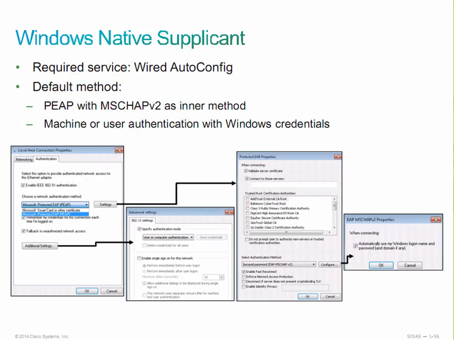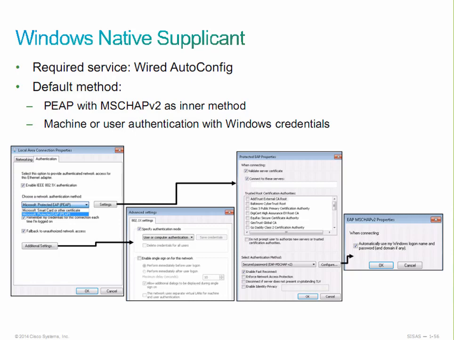Yeah, that's part of the Windows native supplicant. Not sure what you'd have to do on a Mac or a Linux environment, but all right. But we know that there is a native 802.1x supplicant. It is disabled by default, as we just saw.